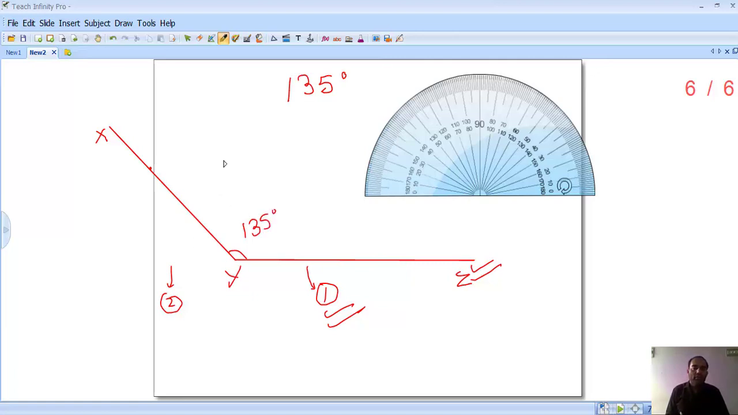135 degree. So angle XYZ equal to 135 degree. Now I think you have understood how to draw an angle. You can draw different angles by yourself and you will be able to draw all the angles perfectly. Thank you everyone. Let's meet in the next class.